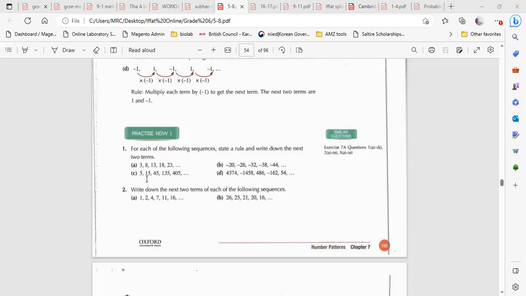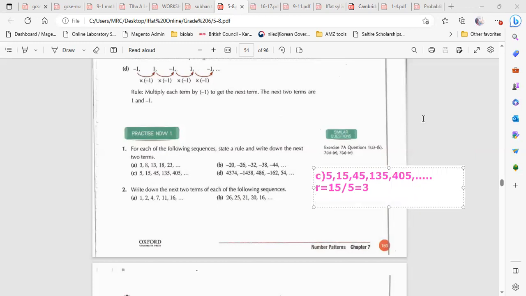Now we are doing part C. So your part C is 5, 15, 45, 135, 405, and so on. Here we are getting the ratio. So the ratio we are getting here is 15 divided by 5. So we are getting here 3.